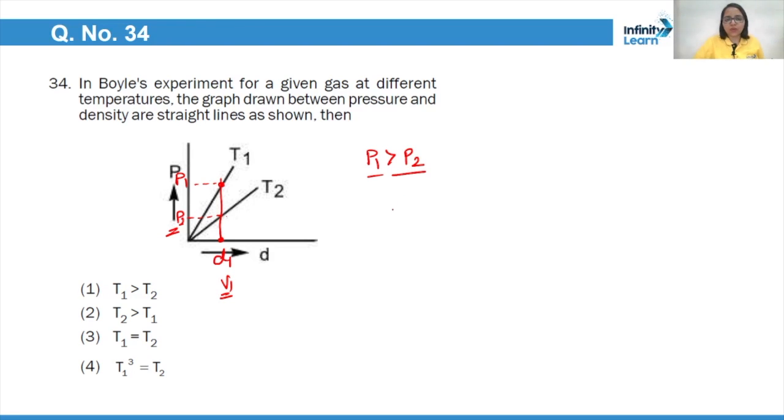Now, if I'm keeping this particular volume for both the temperatures, then according to PV is equal to nRT, pressure is directly proportional to temperature over here, right? So if pressure is directly proportional to temperature for this particular value of volume and density, then for more pressure, temperature will be more. That means T1 will be greater than T2. So correct answer is option 1.